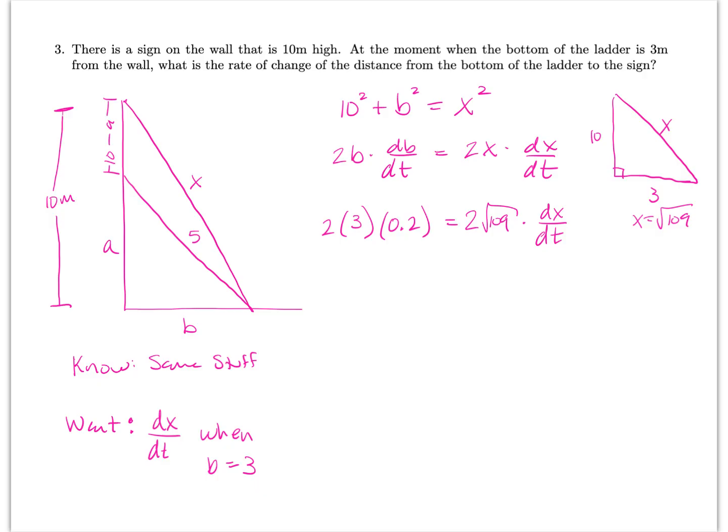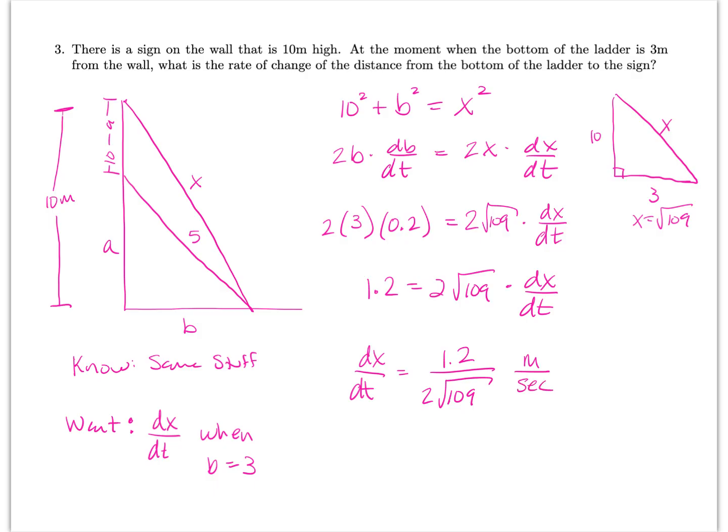Okay, so 2 times 3 times 0.2 is 1.2 equals 2 times radical 109 times dx dt. And then I'm just going to divide both sides by 2 root 109. So dx dt equals 1.2 over 2 square roots of 109. My units are going to be my x units, which is meters, over my time units, which was seconds in this problem. And you could reduce that fraction, but I'm not going to bother. Just going to leave it.